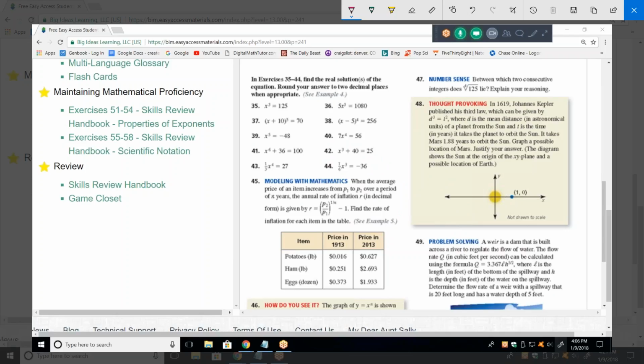And 43. Next line. So x to the fourth equals... If you're going to depend on that calculator, you need to get faster with it. 81. I think. Yeah, 81. Okay.